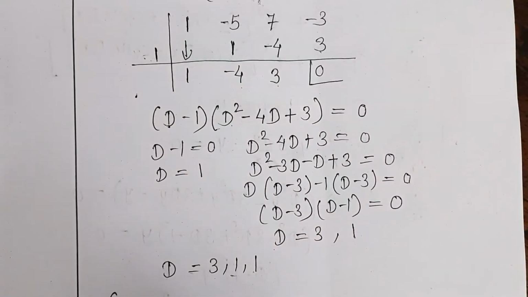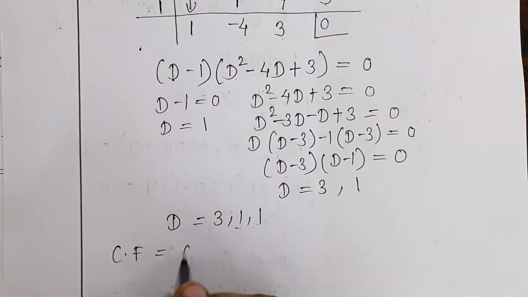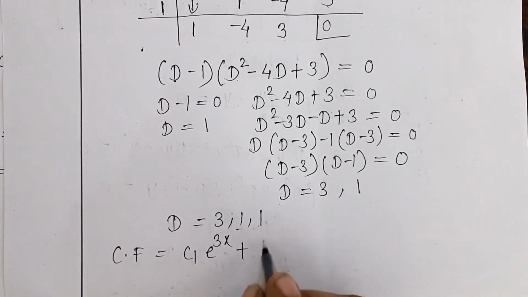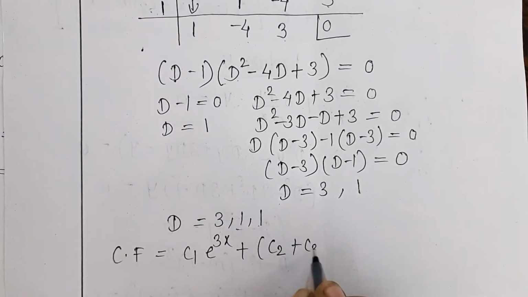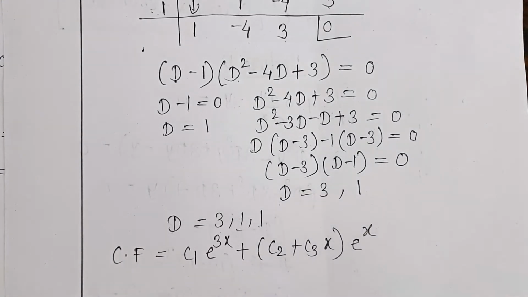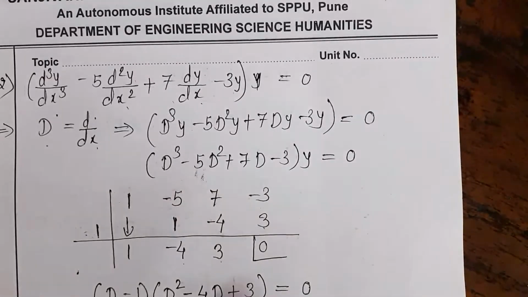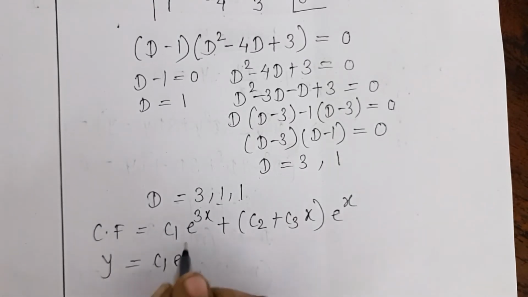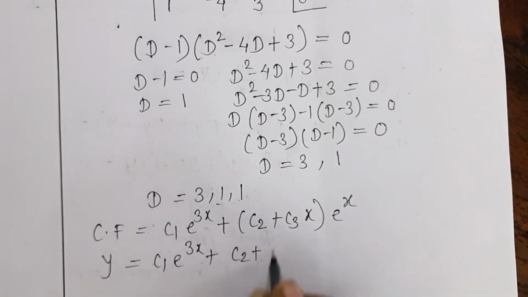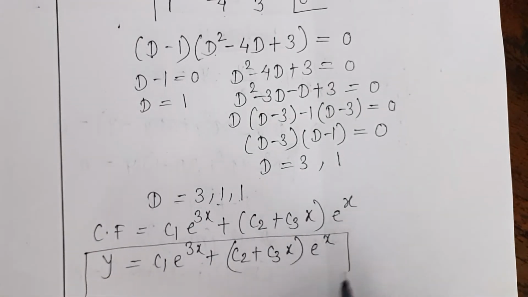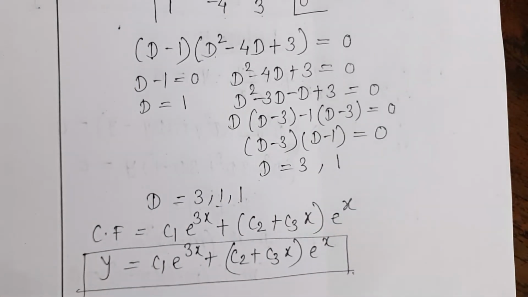So how to write the CF? CF can be written as C1 e to the power first root 3x, plus, now 2 roots are equal, so next we write C2 plus C3x multiplied by e to the power mx, so 1 into x. Now again the right hand side is 0, so y will be the solution. So y is equal to C1 e to the power 3x plus C2 plus C3x e to the power x. So this is the solution of the given differential equation.